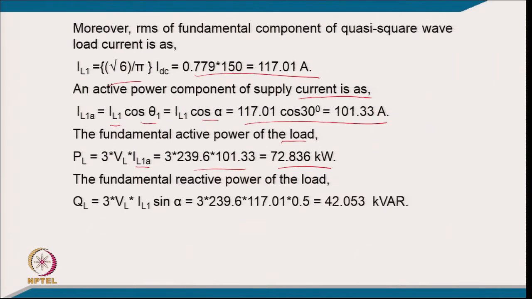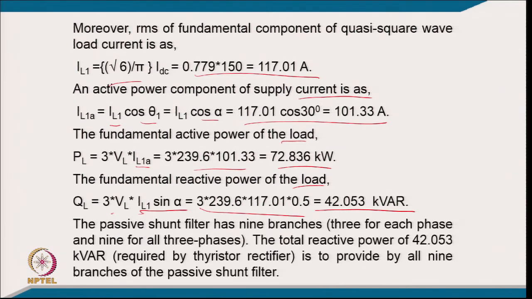72.836 kilowatt, and the fundamental reactive power of the load will be QL equal to 3 VL into IL1 sin theta 1. So, putting the value, the reactive power required by the load comes 42.053 kVAR, and this has to be certainly provided by the passive shunt filter. So, the capacitor value has to be calculated from that.